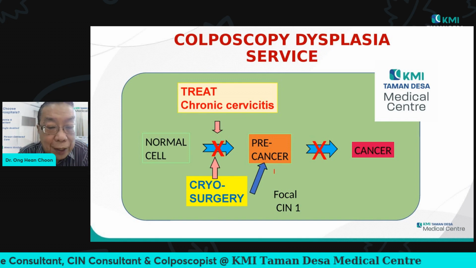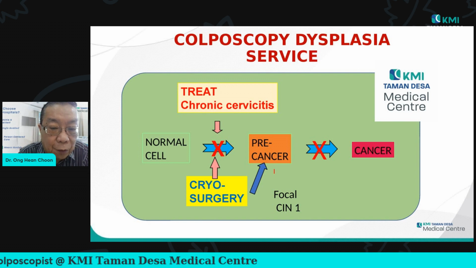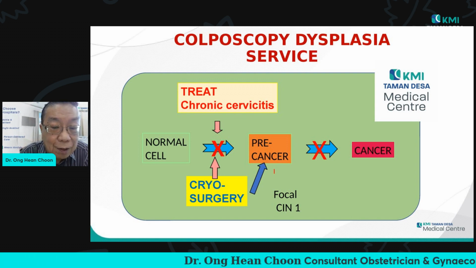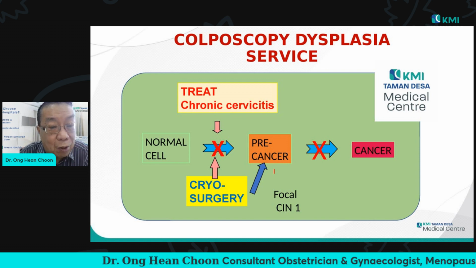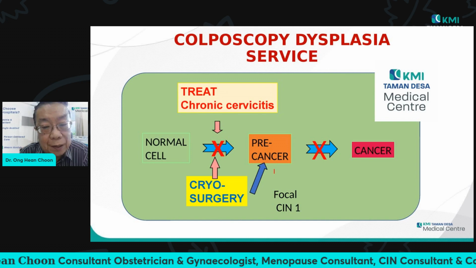Now, in trained hands, we also use cryosurgery for what we call focal CIN1. That means it can also be used for precancer, but only if you establish that it is focal CIN1 and not more than that. And you can achieve success at preventing cancer of the cervix.